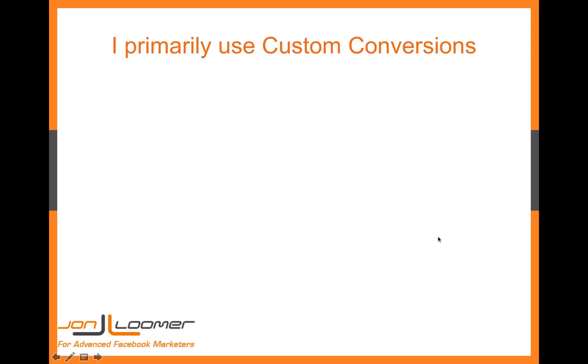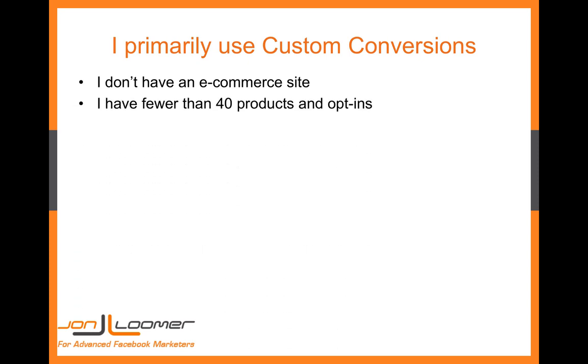Now, I, however, primarily use custom conversions. Obviously, I have to know how to use events as well. But understand, I don't have an e-commerce site. I've got a handful of primary products. I think I'm selling right now 2 different memberships, one training program, and one-on-ones. That's 4 products that I'm focusing on right now, so that's not complex at all. I have fewer than 40 total products and opt-ins. I have several different ways to register for things, but well under 40.